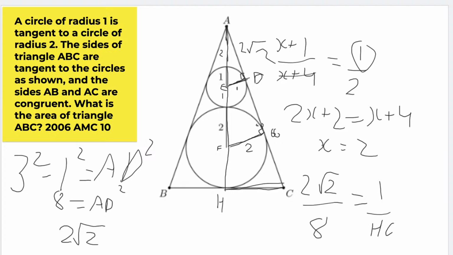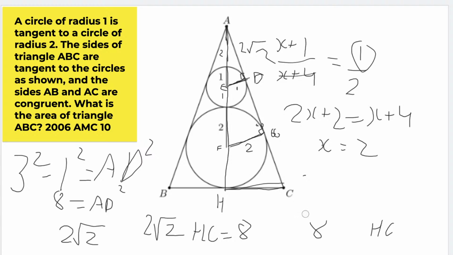Now, do you see what we're going to do? We're going to multiply both sides by HC, and we get 2 times the square root of 2 times HC equals 8. Now, all we have to do is divide both sides by 2 square root of 2. So I'm going to erase this to make some space, since there's a lot of competition. So 8 divided by 2 square root of 2 is the length of HC.